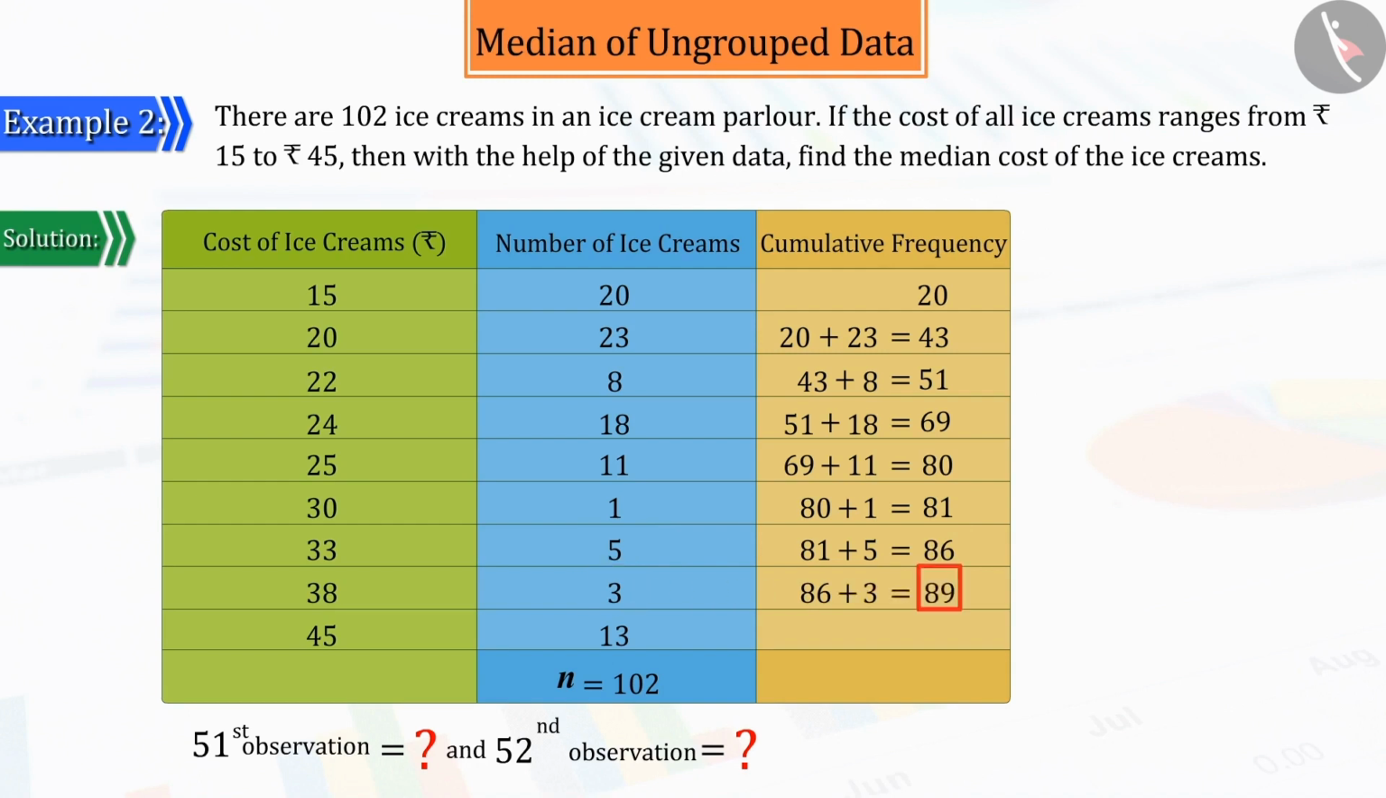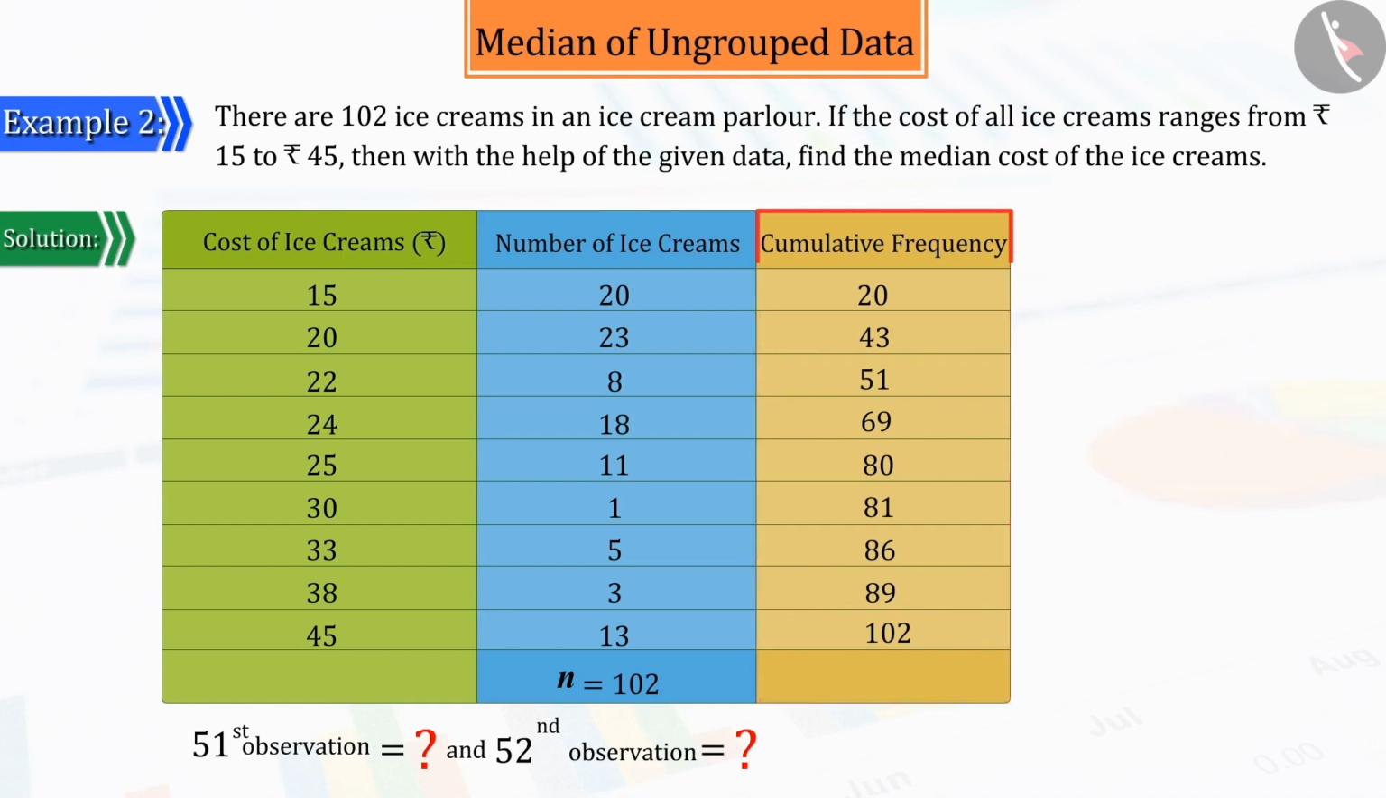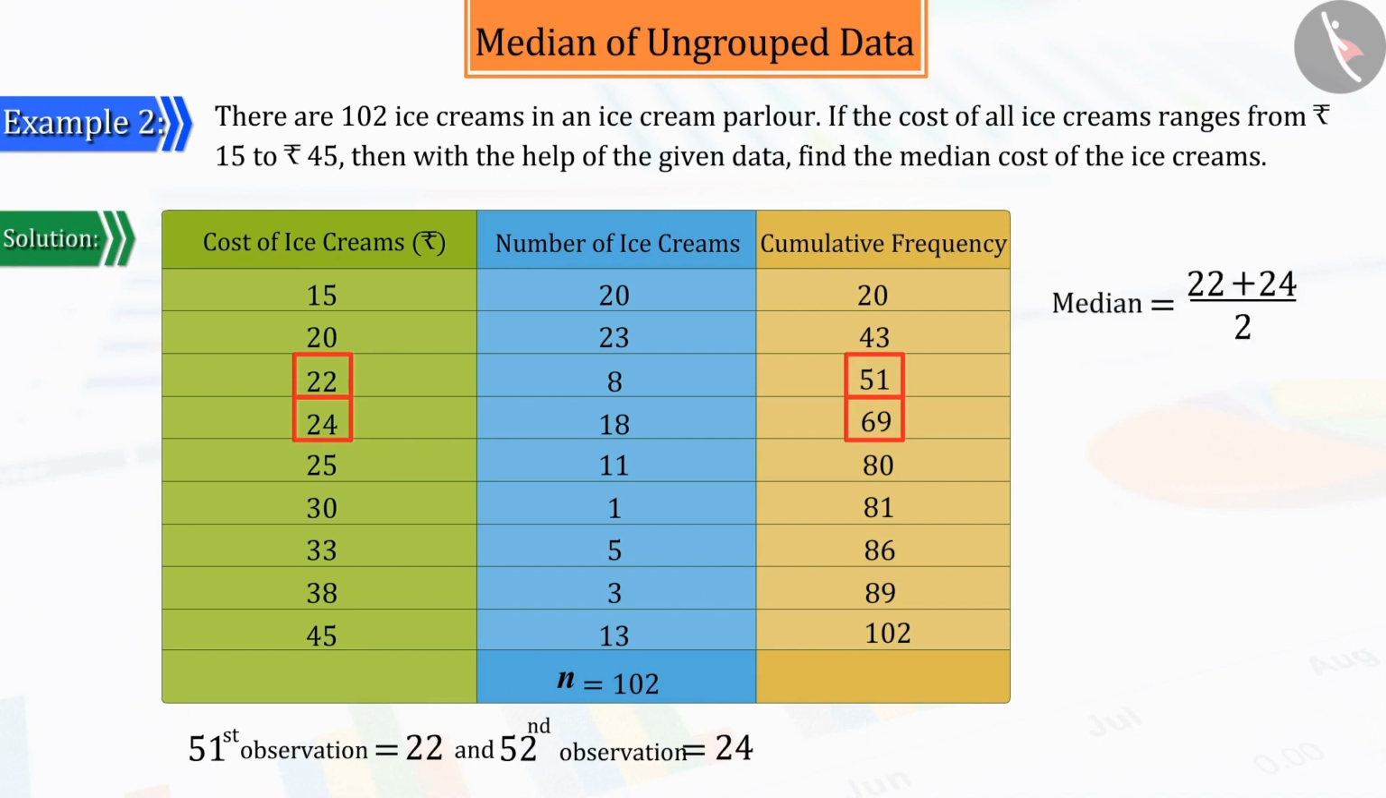Thus, a new column is formed in which the last row consists of 102 ice creams that are priced up to 45 rupees. This column is known as the cumulative frequency column. From the above table, we can see that the 51st observation is 22 and the 52nd observation is 24, because out of the 102 ice creams, the price of ice creams from 52 to 69 is 24 rupees. Now, if we take the average of 22 and 24, it gives the median of the prices of ice creams as 23 rupees.